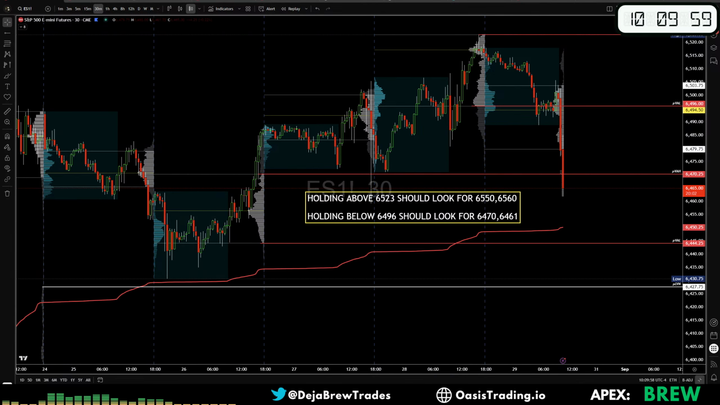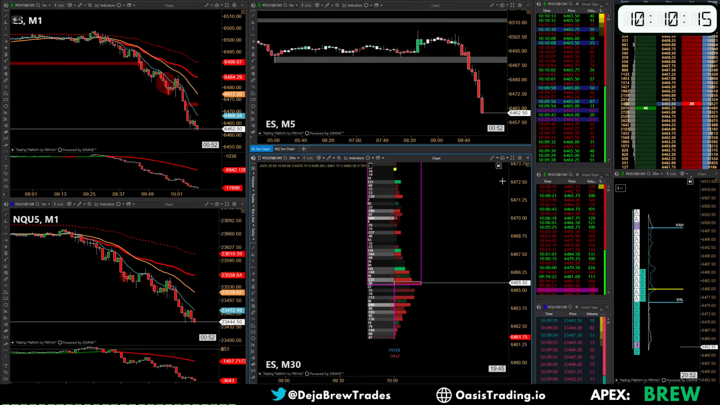So we're inside of Tuesday's value here. Keep an eye on that POC around 55. That's that node we talked about earlier. And then the value low would be around 44.